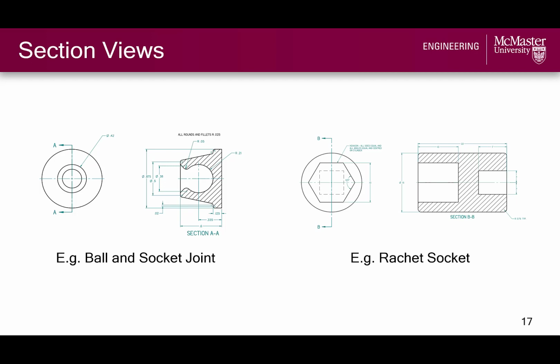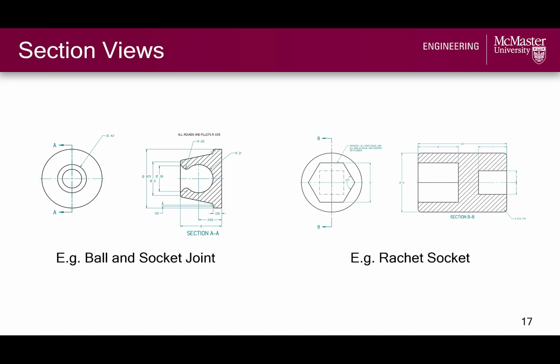In both cases, you'll notice that the section view and cutting planes are labeled using index capital letters. To the left we have section AA, and to the right we have section BB. These labels allow readers to clearly associate the section views with the standard multi-views.